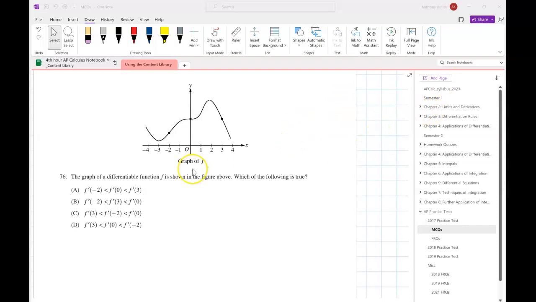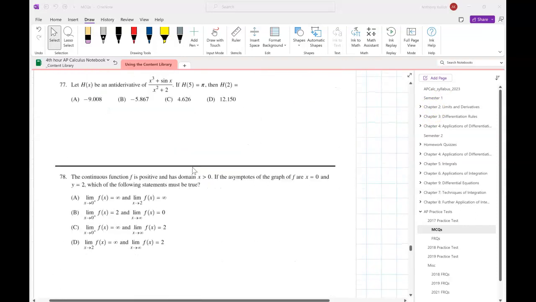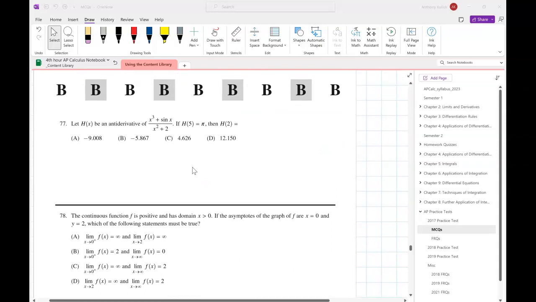76 was pretty good for the most part. Got lots of correct responses there. We'll go to 77. This says, let h of x be the antiderivative of yada, yada, yada. If h of 5 is equal to pi, then h of 2 is equal to.